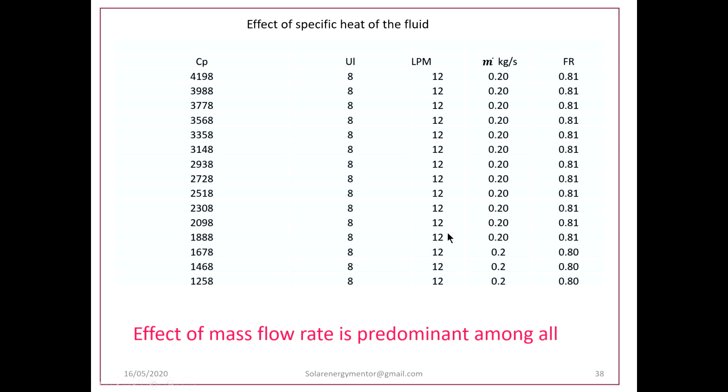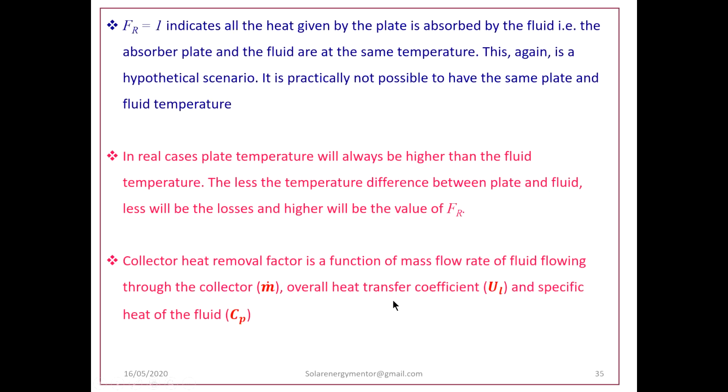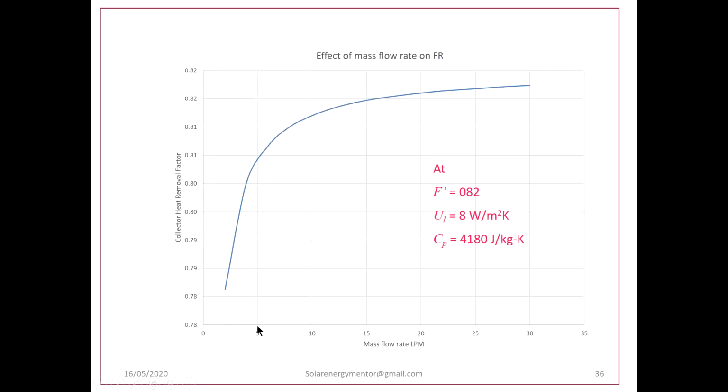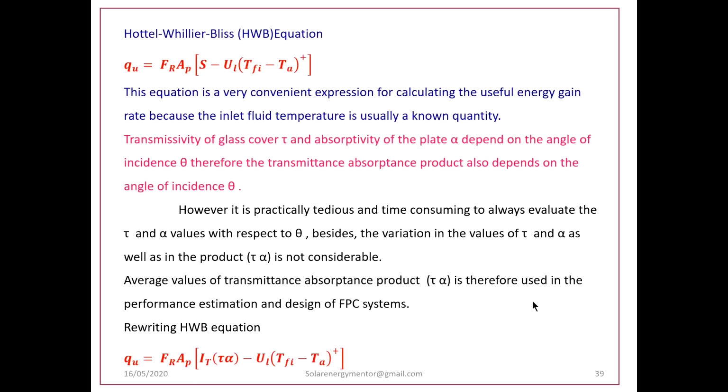But in total, when we talk of the effect of m dot, UL and Cp on FR, we can say that the effect of mass flow rate is predominant among all. So mass flow rate is a very important parameter to be controlled in flat plate collector processes. Now let us revisit the Hottel-Whillier-Bliss equation.